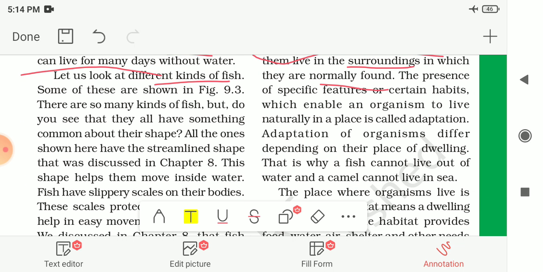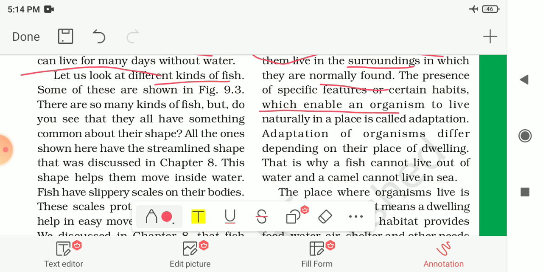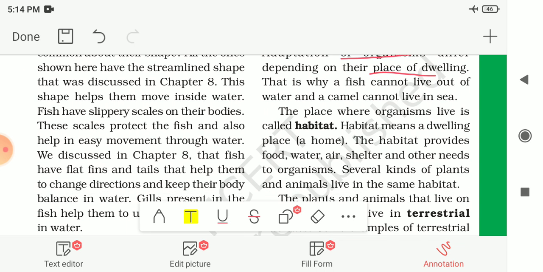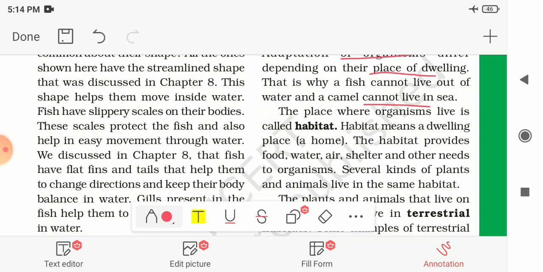The presence of special features or certain habits which enables an organism to live naturally in a place is called adaptation. These features by which living organisms can live in their surroundings are known as adaptation. The adaptations of organisms are different, depending on the place they are living. That is why a fish cannot live outside of water and a camel cannot live inside the sea. The place where a living organism lives is called its habitat.